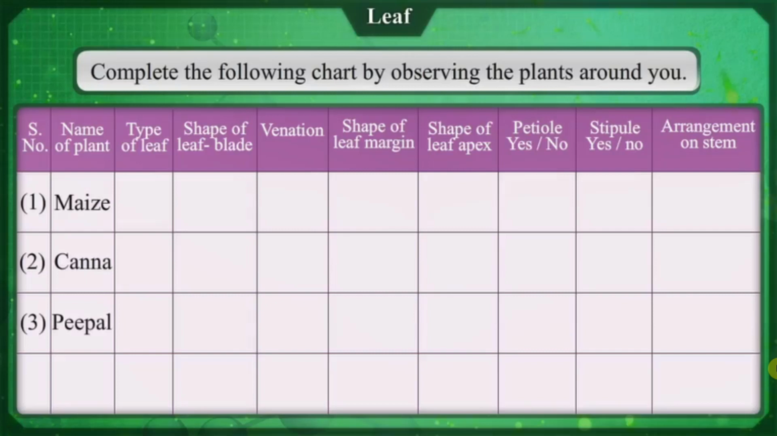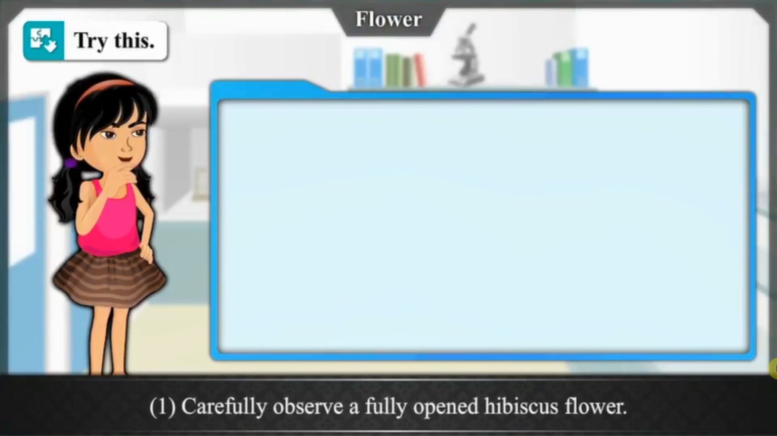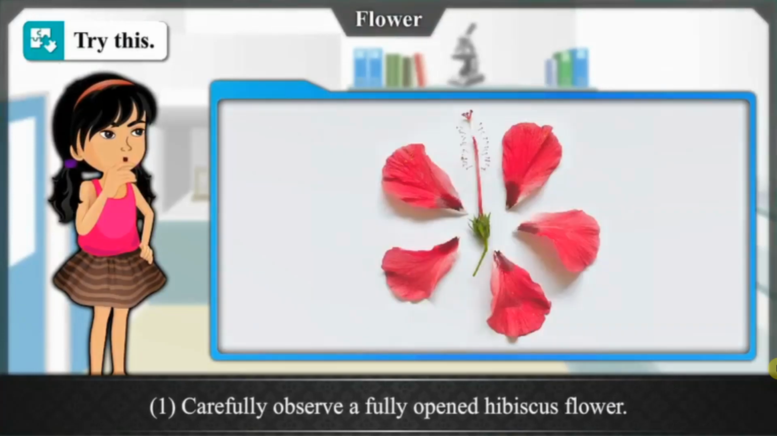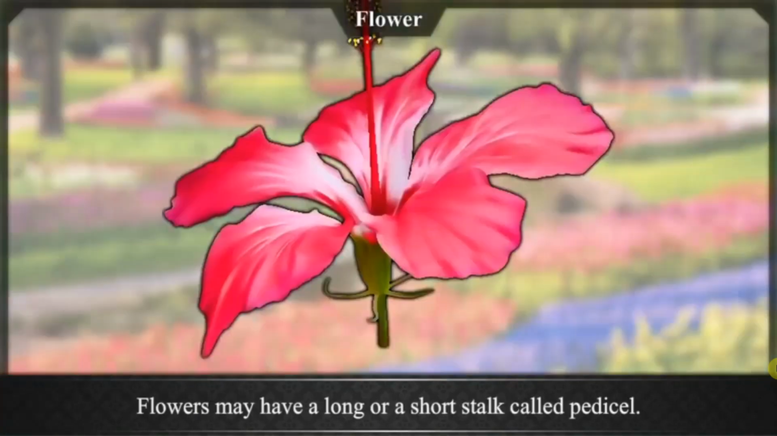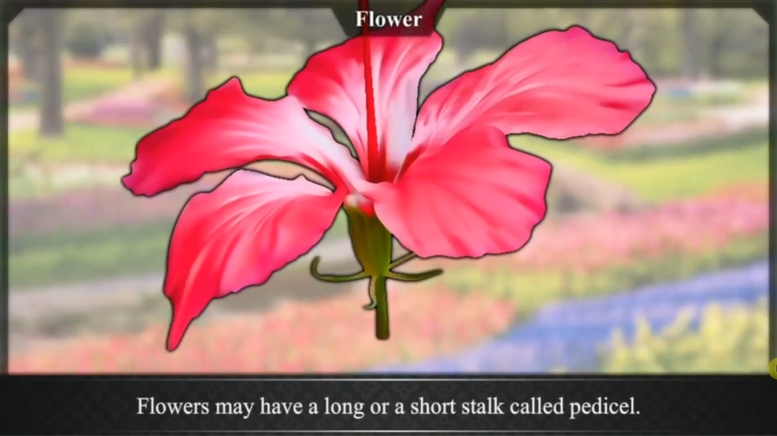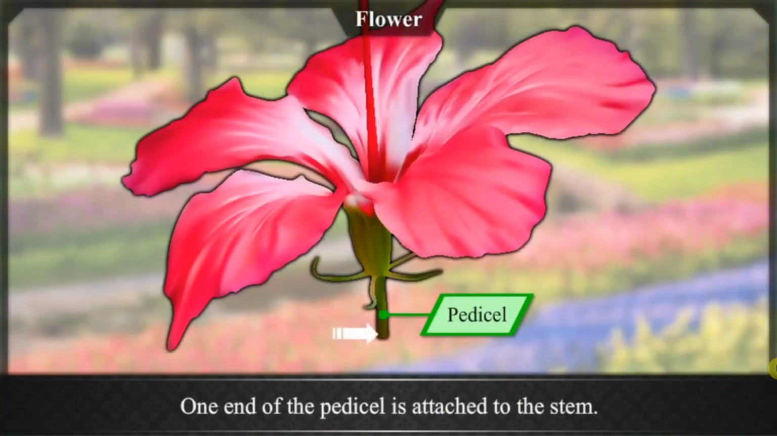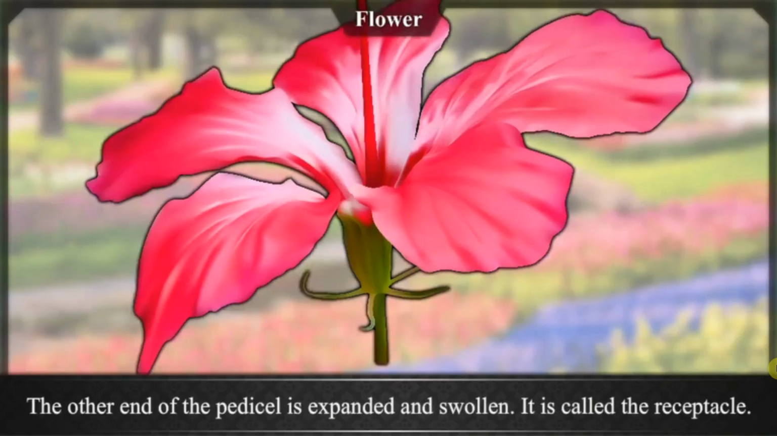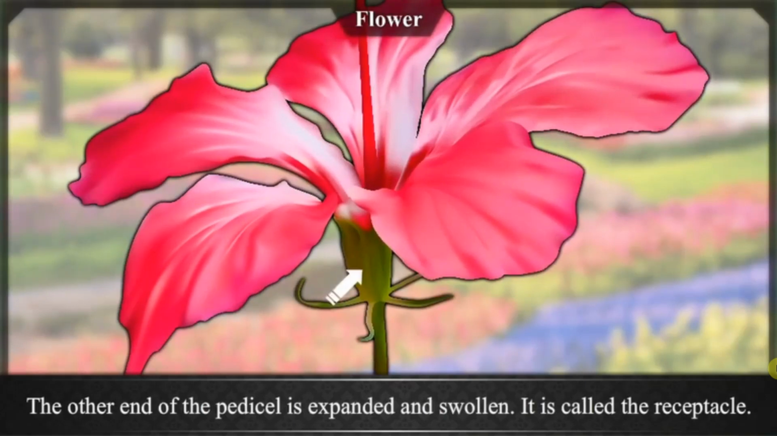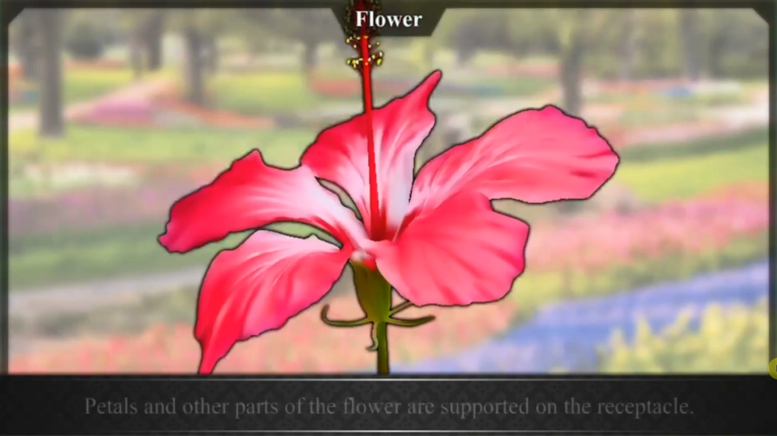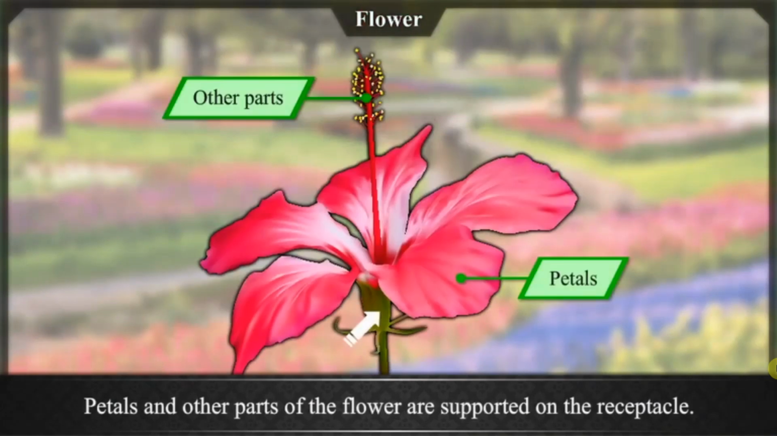Flower. Try this. 1. Carefully observe a fully opened hibiscus flower. Flowers may have a long or a short stalk called pedicel. One end of the pedicel is attached to the stem. The other end of the pedicel is expanded and swollen. It is called the receptacle. Petals and other parts of the flower are supported on the receptacle.